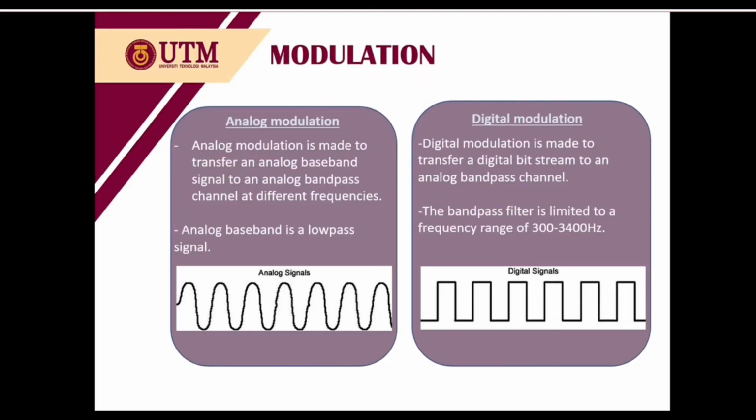Next, modulation consists of analog modulation and digital modulation. Analog modulation is made to transfer an analog baseband signal to an analog bandpass channel at different frequencies. Analog baseband is a low-pass signal. Meanwhile, digital modulation is made to transfer a digital bit stream to an analog bandpass channel. The bandpass filter is limited to a frequency range of 300 to 3400 Hz. An analog signal is a continuous waveform and a digital signal is a discrete waveform.